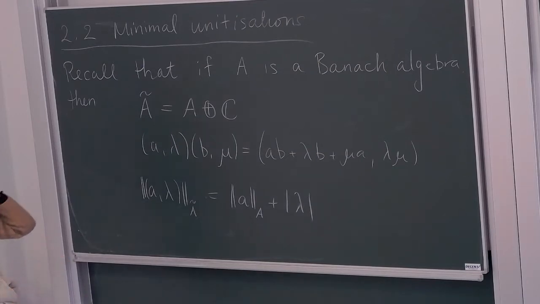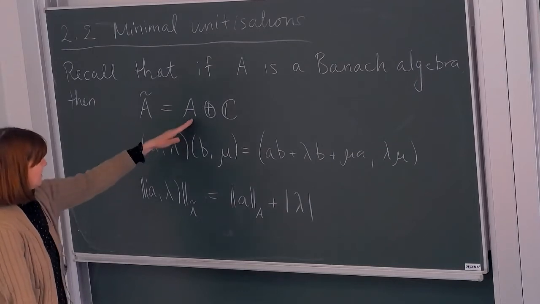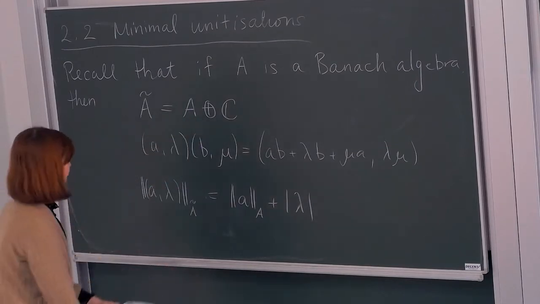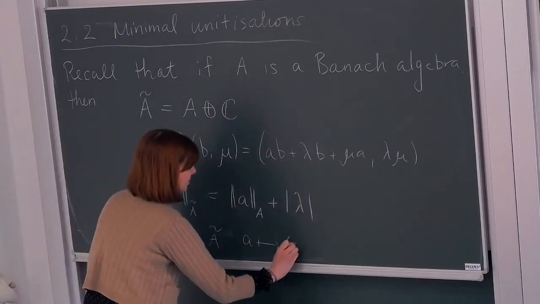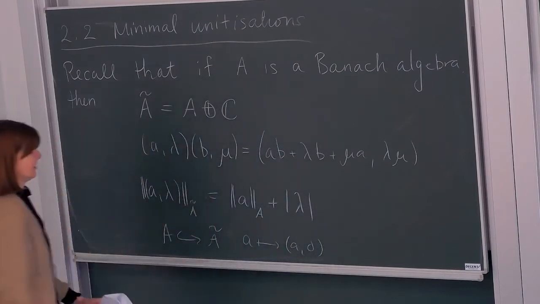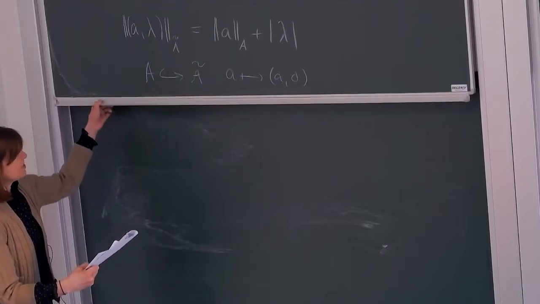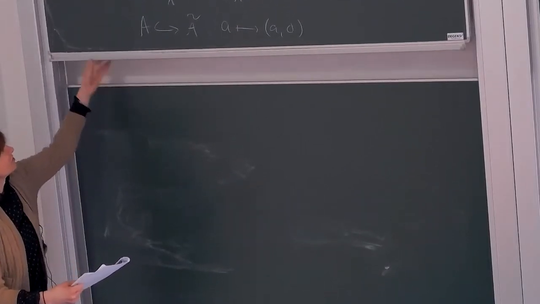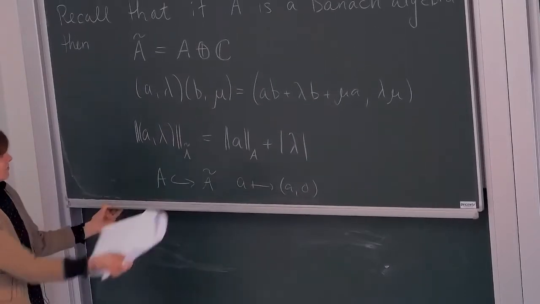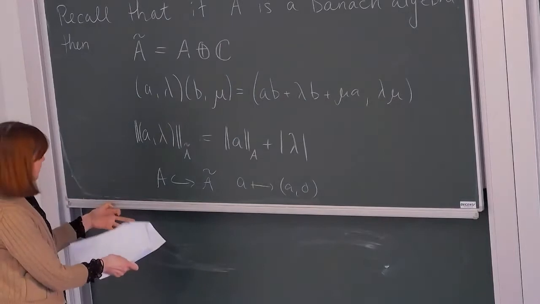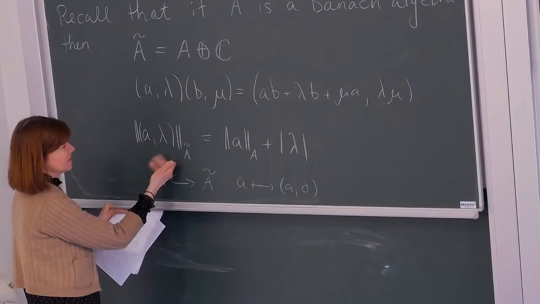And if we think about A, we can obviously just map A to A tilde by sending a to (a, 0), then A is an ideal in A tilde. Okay, well, we can obviously do this as well with a C-star algebra, doing the exact same thing because the C-star algebra is a Banach algebra. But the problem is that this will not actually be a C-star norm.